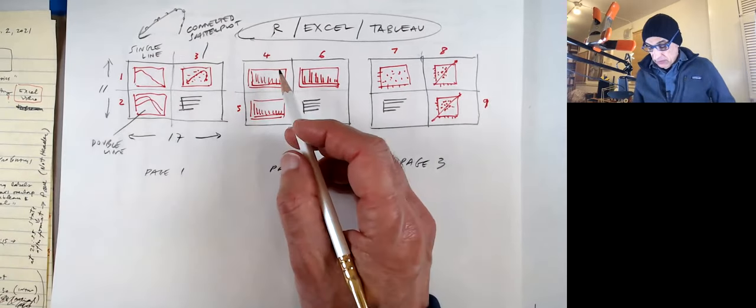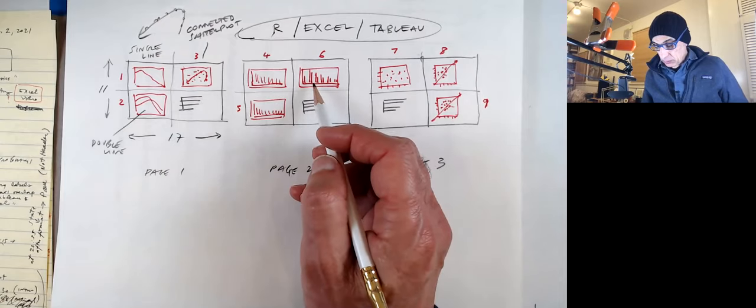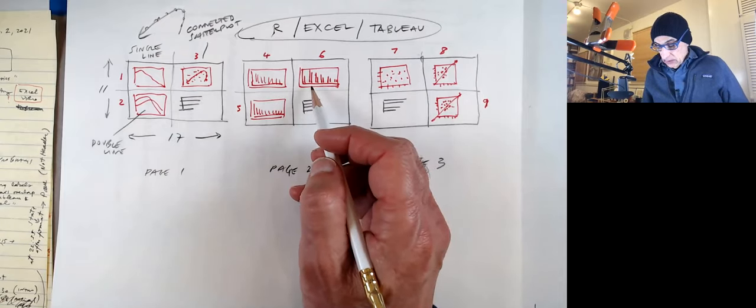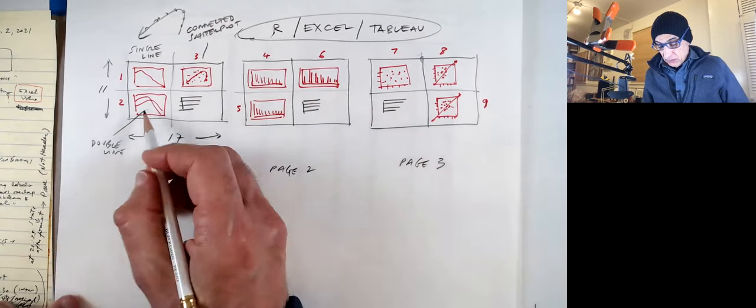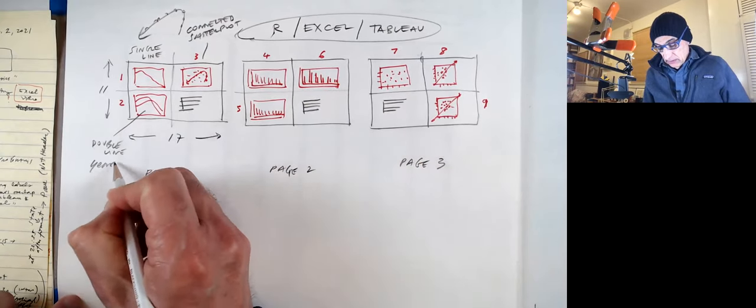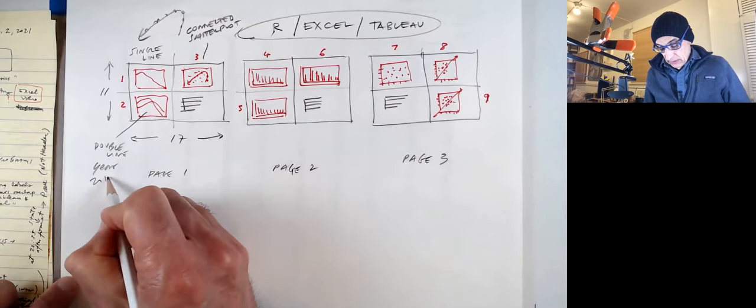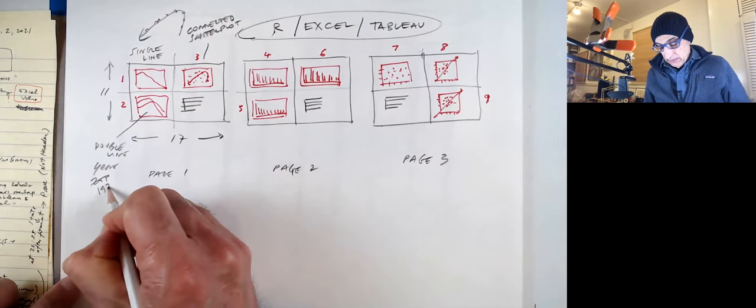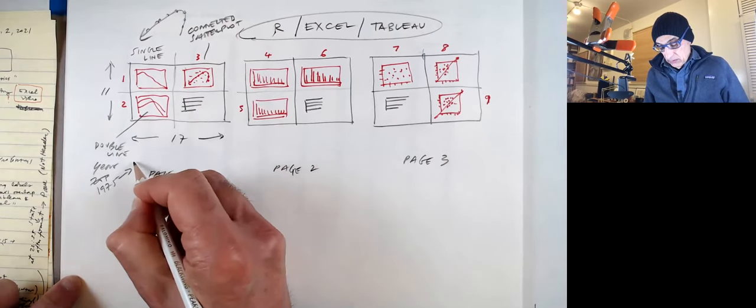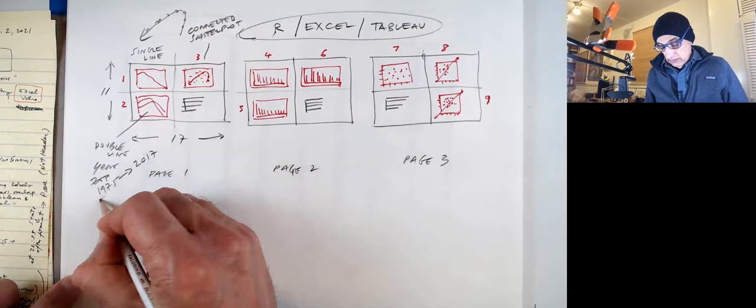So that's 1, 2, 3, 4, 5, and 6 will be, let's see, these are the states, I believe. Yeah, so these were the years for the entire population from 1975 to 2017, if I remember right.